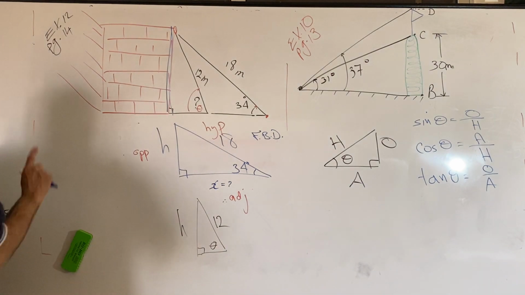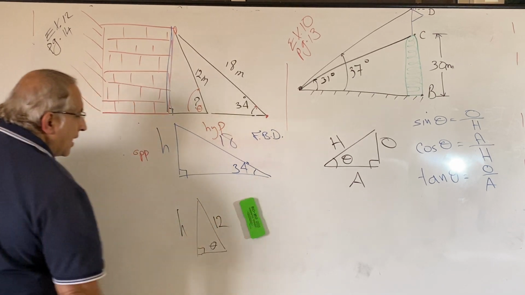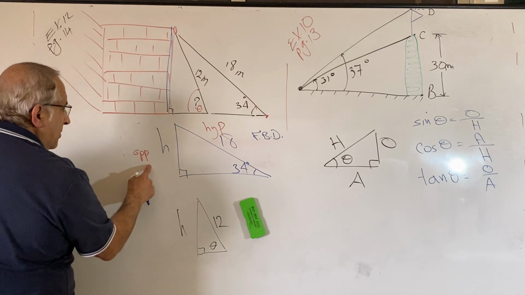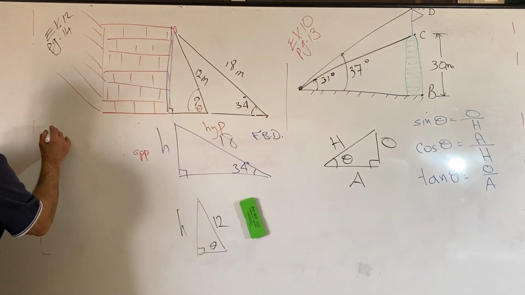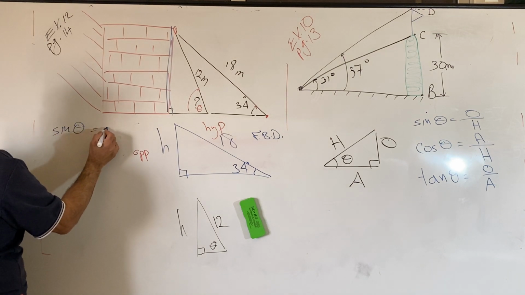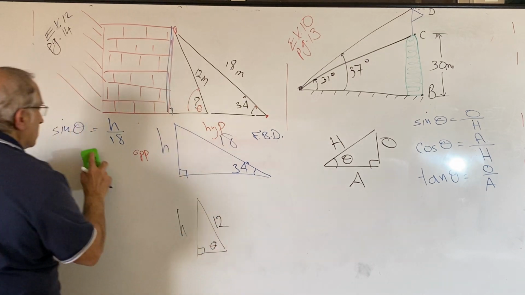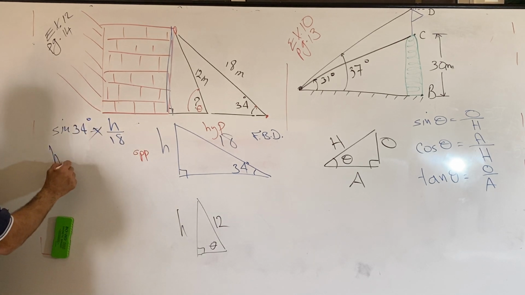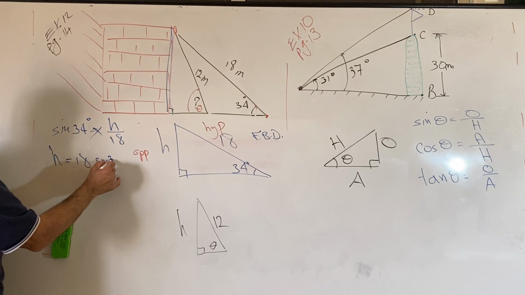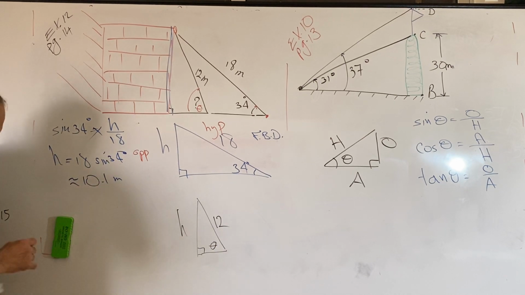So how about instead of doing this, now I have the opposite, I have the hypotenuse. Oops, the sine. So now, sine theta equals the opposite over the hypotenuse, 18. But I know what the angle is. The angle is already given to me. What is it? 34 degrees. And if you cross multiply again, h equals 18 sine 34. And the answer is about 10.1 meters.